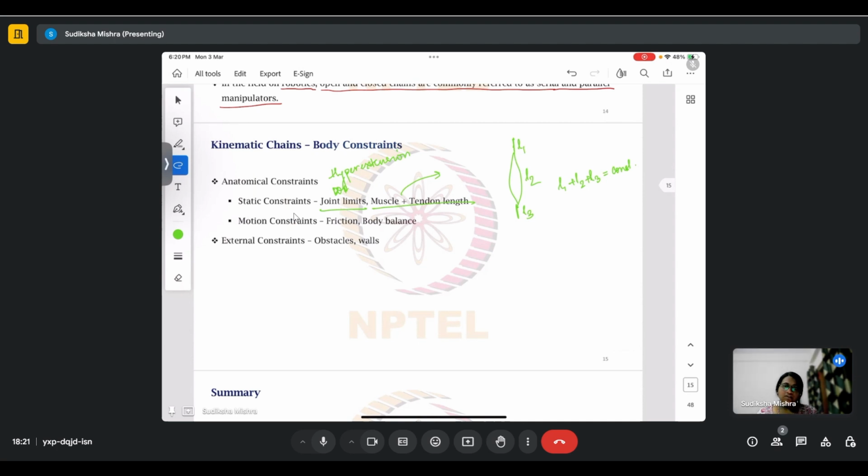Next, there might be motion constraints. These might be considered as anatomical constraints, limiting how much movement is allowed in a particular kinematic chain. Then there are motion constraints, in which friction and body balance come into play. There are external constraints such as obstacles, walls, or ground.